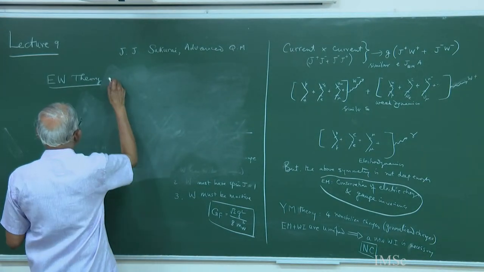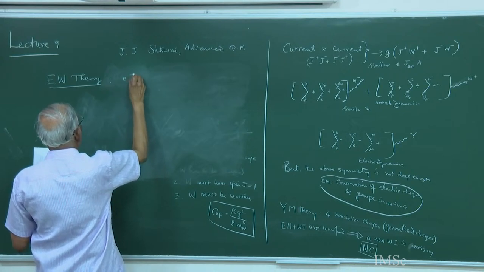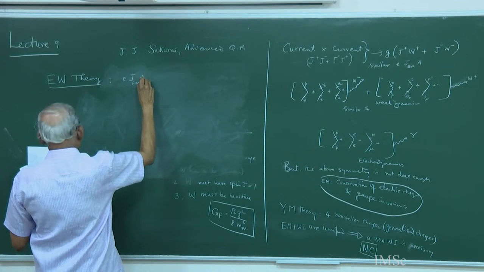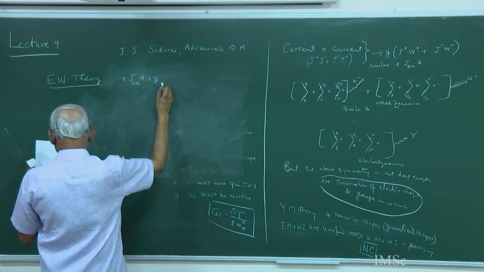So what is this electroweak theory? Here of course, we have the electromagnetic interaction, the old electromagnetic interaction. That doesn't get modified. Plus this W boson theory.